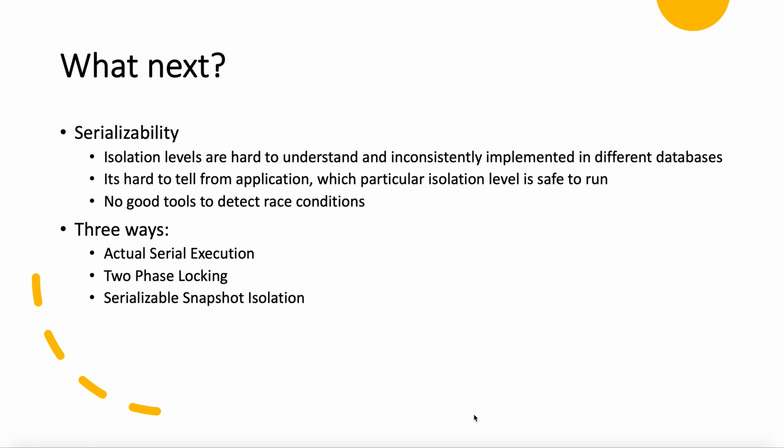But what is serializable isolation? Serializable isolation is usually regarded as the strongest isolation level, and it guarantees that even though transactions may execute in parallel, the end result is the same as if they had been executed one at a time, serially, without any concurrency. Right now, there are three ways to implement serializability. One is literally executing the transactions in a serial order, which is called actual serial execution. The next is two-phase locking, and the third one is serializable snapshot isolation. In the next video, we are going to understand these three ways in detail.